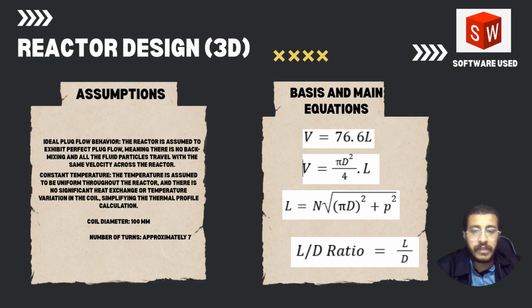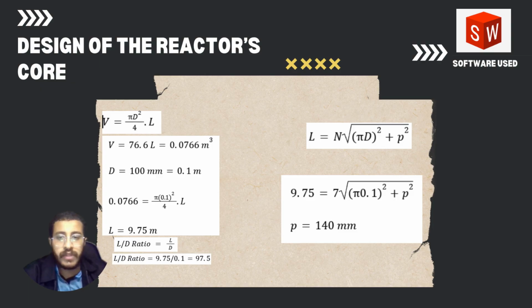So here's our reactor design, which is a PFR. Here it shows that from the basis and the assumed diameter, we can find the length of the reactor, and we can find the ratio of L to D, which is 97.5, which is good. After that, we can find the pitch from the equation of the coil, which is 140 millimeters.